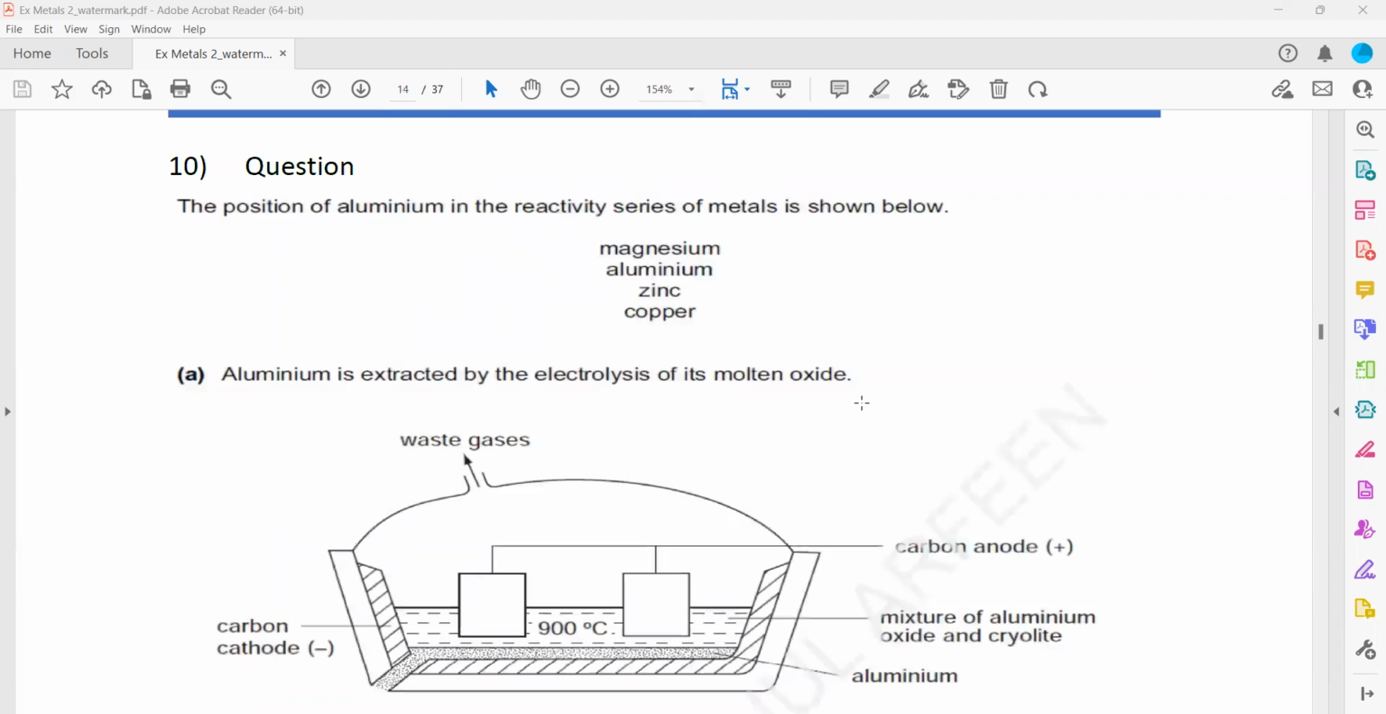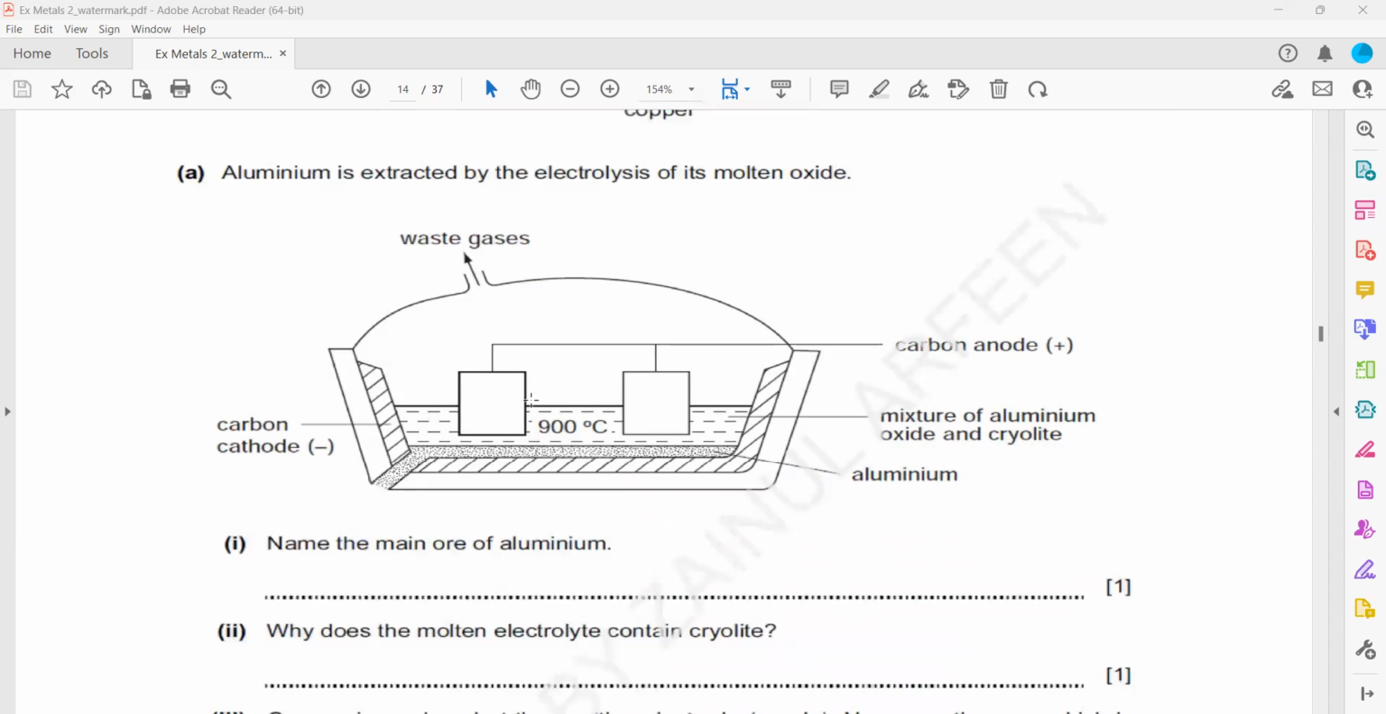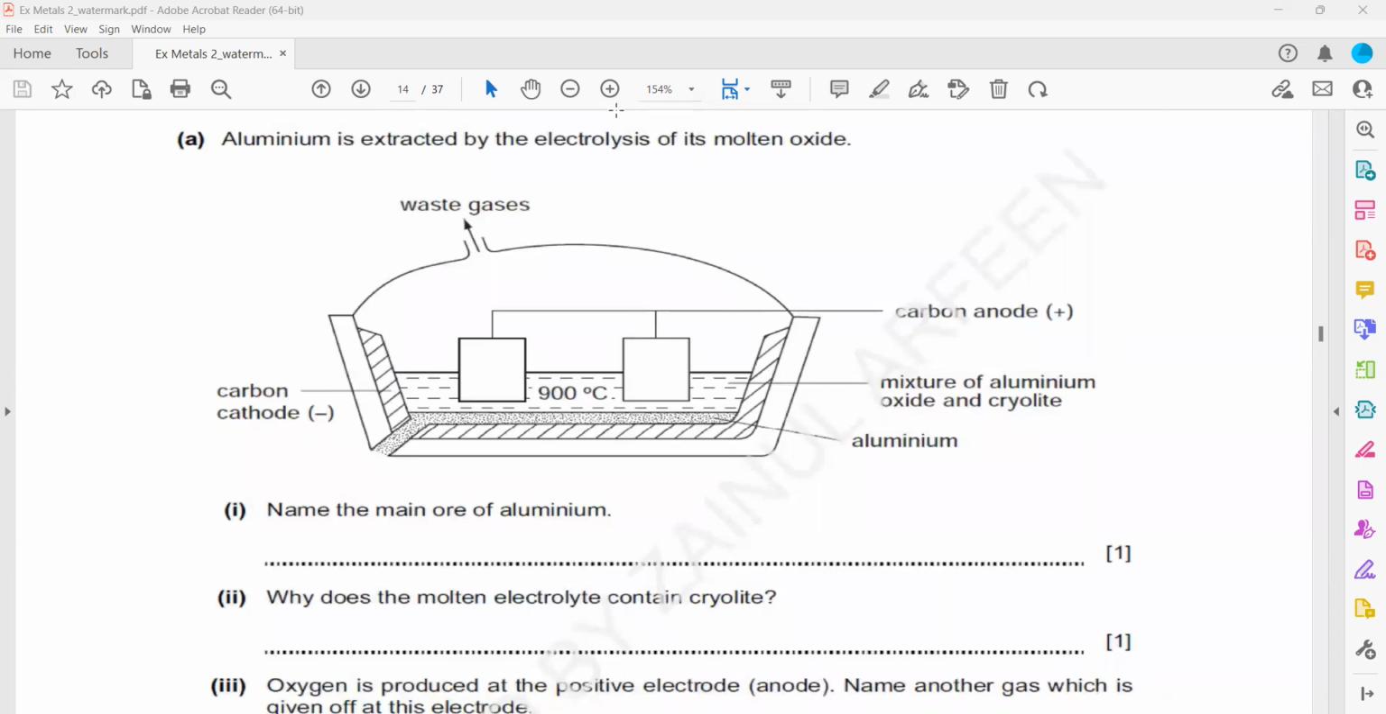In question 10, on the position of aluminium in the reactivity series of the metals, you can see it's shown like this. As we go down, the reactivity is decreasing: magnesium, aluminium, zinc, and copper. Aluminium is extracted by electrolysis of the molten oxide, which is usually aluminium oxide. The anode and cathode are made of graphite.